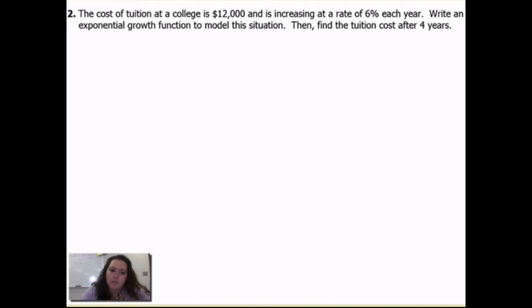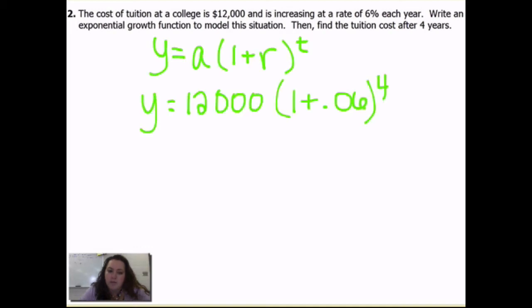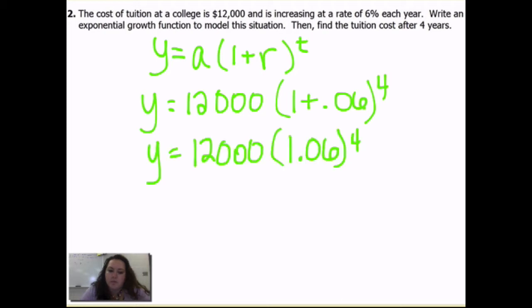The next problem. The cost of tuition at college is $12,000, and it is increasing at a rate of 6% each year. Write an exponential growth function to model the situation, then find the tuition cost after 4 years. So I'm going to plug it into my formula. A is 12,000. My rate was 6%, so 0.06, and my time is 4 years. So 1 plus 0.06 is 1.06, raised to the 4th power, times 12,000 gives me $15,149.72.